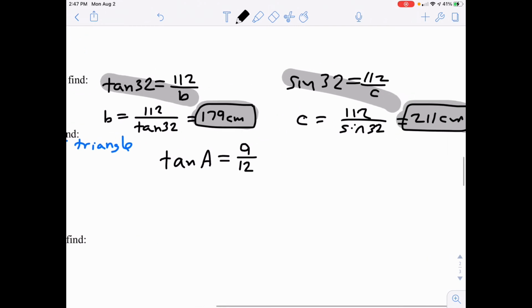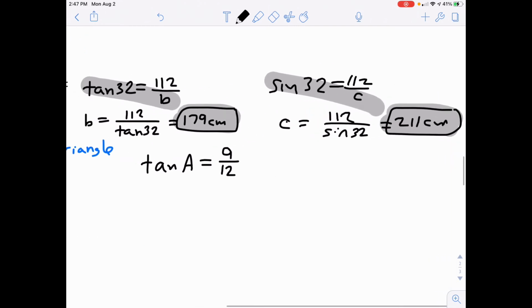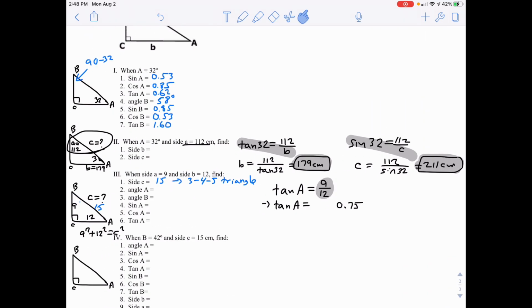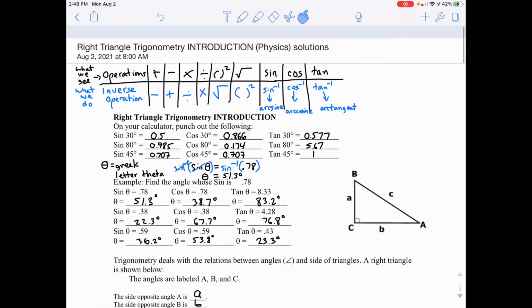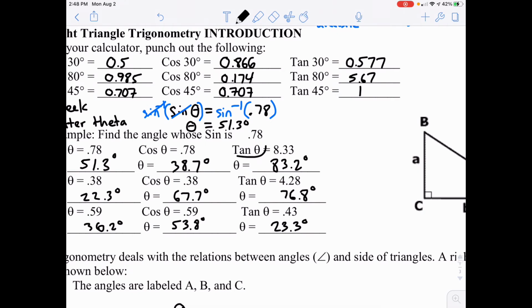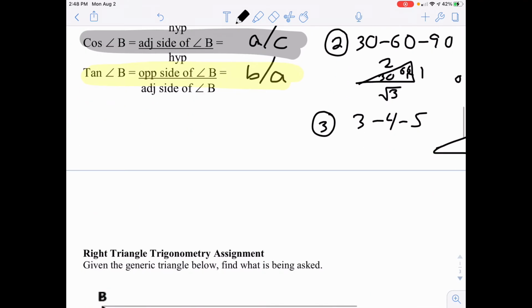Now, I'm going to recopy it one more time, but this time I am going to rewrite that as a decimal. If I go 9 divided by 12, I get 0.75. Remember what we did earlier in the exercise when we had the tangent of an angle equals a decimal. What did we do? We took the arctangent of the decimal to get the angle, and that's exactly what we're going to do right here.